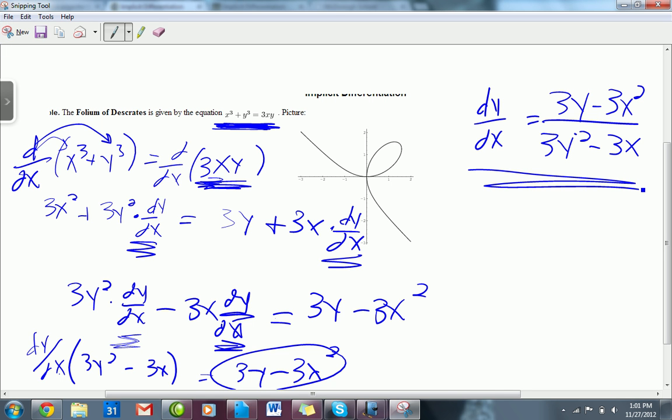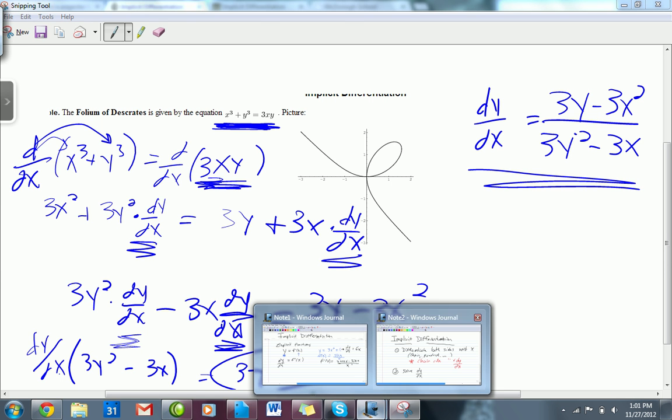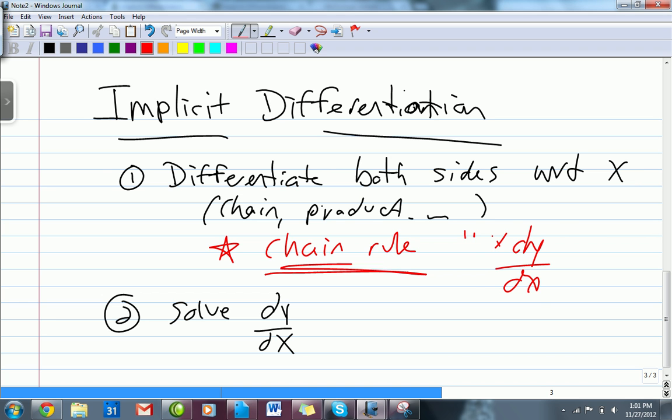That is implicit differentiation. Okay, here's the process. Don't forget the chain rule when you have a y-containing term, right? And sometimes this algebra is a little messy, but certainly doable.